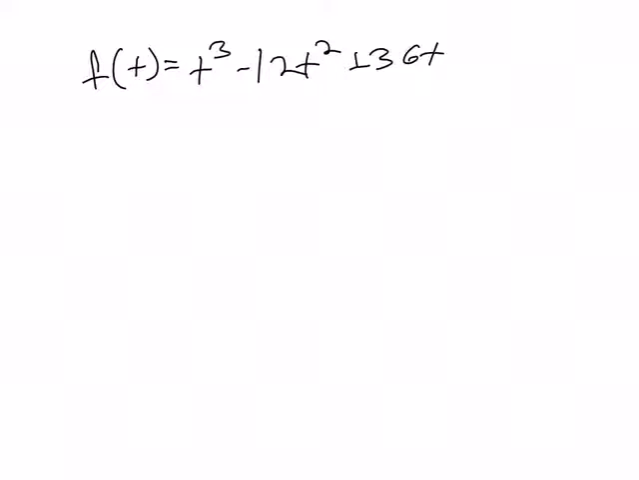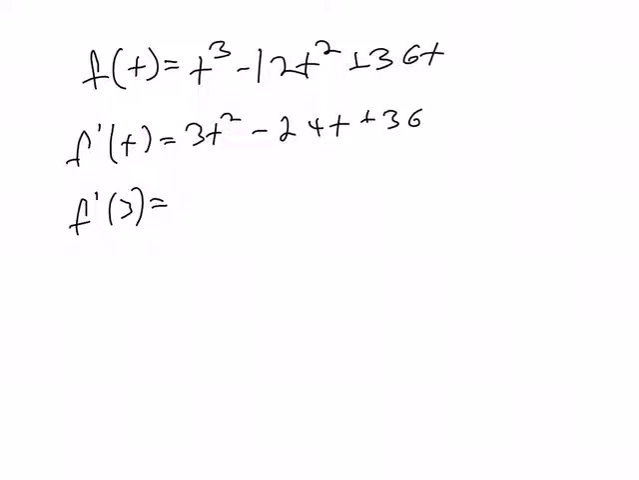Find the velocity at time t, which is exactly like taking the derivative. So we have f prime of t, which is the velocity, is 3t squared minus 24t plus 36. The next question is, what is the velocity after 3 seconds? So we take f prime of 3, which is equal to 3 times 9 minus 24 times 3 plus 36.